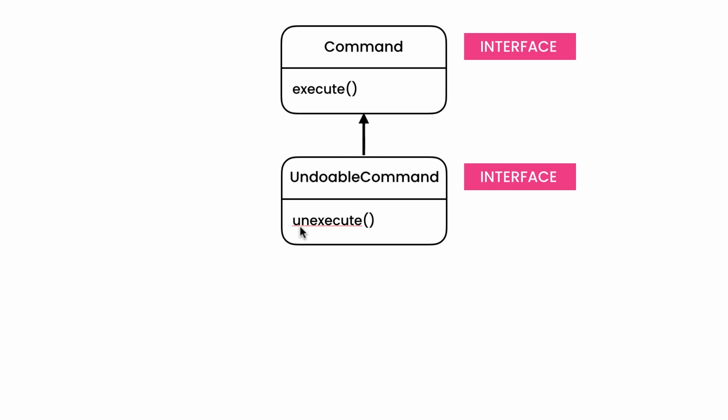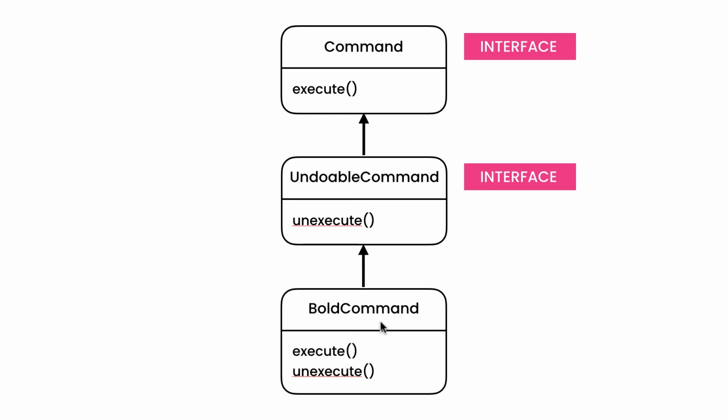Now you might be wondering why I didn't add the unexecute method in the command interface. The reason is that not every command is undoable. For example, let's say we're building a word processor. We can make the text bold. That is an undoable command, but saving the document is not an undoable command. We cannot undo the save operation. As another example, think of zoom in and zoom out. These are not undoable operations, okay? So we introduce the undoable command interface and then implement it in a class like bold command.